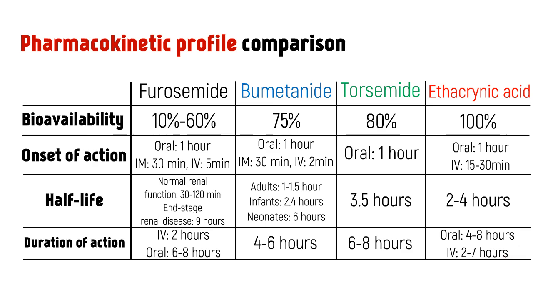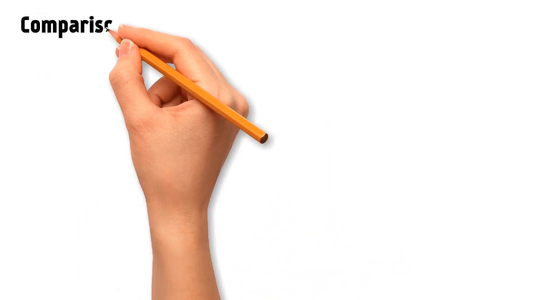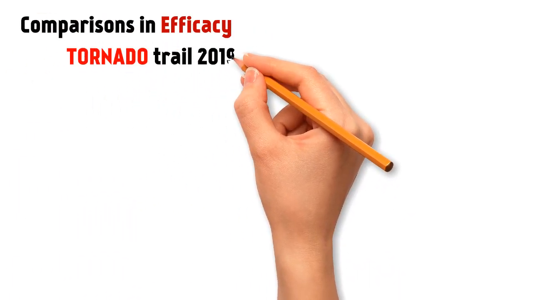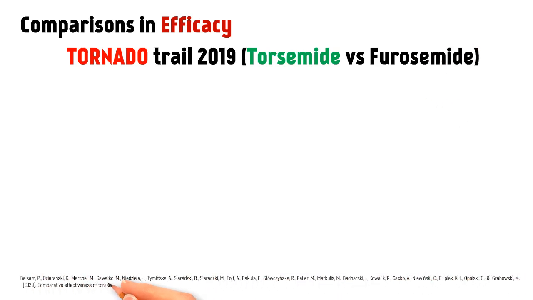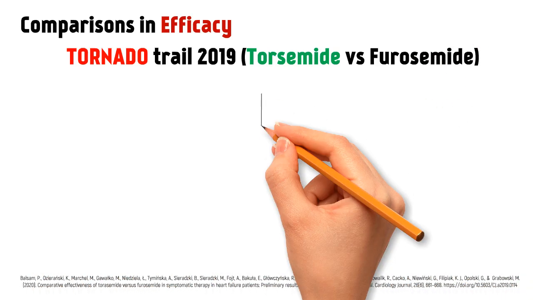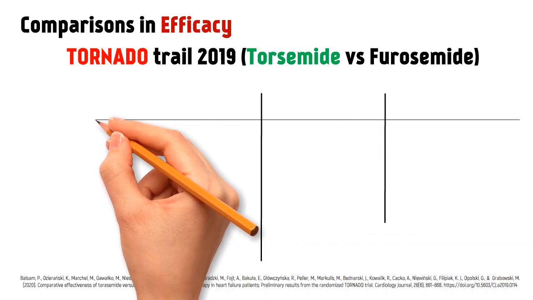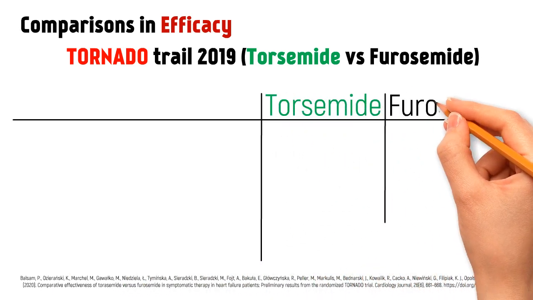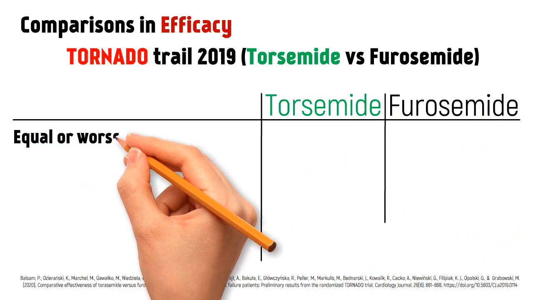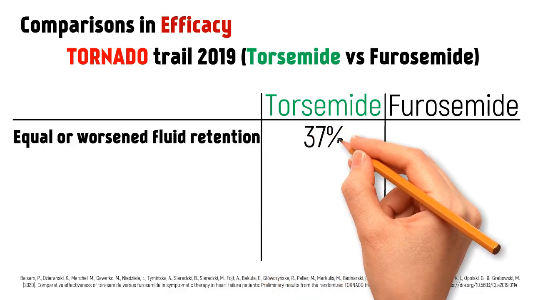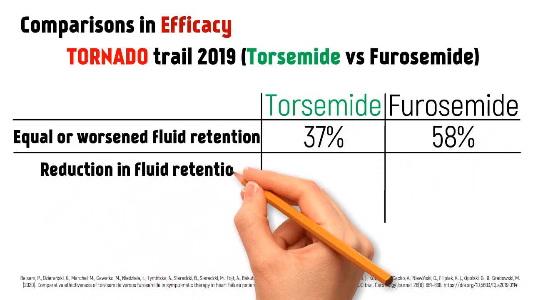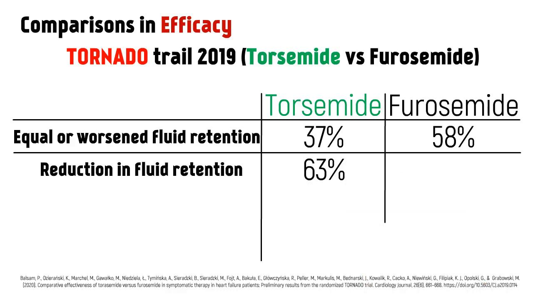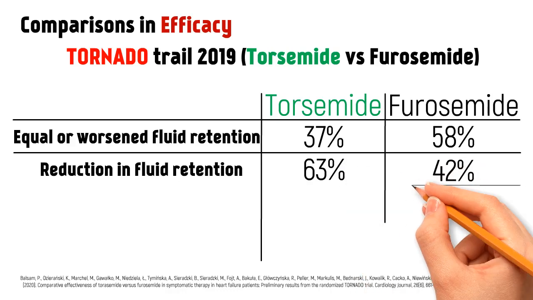The 2019 TRANSFORM clinical trial by Balsam and colleagues compared torsemide and furosemide in managing fluid retention and improving physical performance. Torsemide outperformed furosemide in both areas. Only 37% of patients on torsemide experienced equal or worsened fluid retention, compared to 58% on furosemide, while 63% on torsemide achieved a significant reduction in fluid retention versus 42% on furosemide.